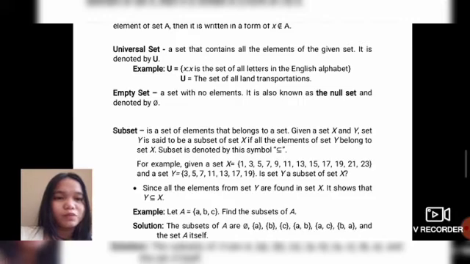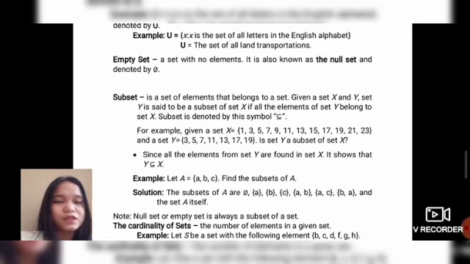Subset is a set of elements that belongs to a set. Given sets X and Y, set Y is said to be a subset of set X if all elements of set Y belong to set X. Subset is denoted by this symbol. For example, given set X is 1, 3, 5, 7, 9, 11, 13, 15, 17, 19, 21, 23, and set Y is 3, 5, 7, 9, 11, 13, 17. Set Y is a subset of set X, since all the elements from set Y are found in set X.